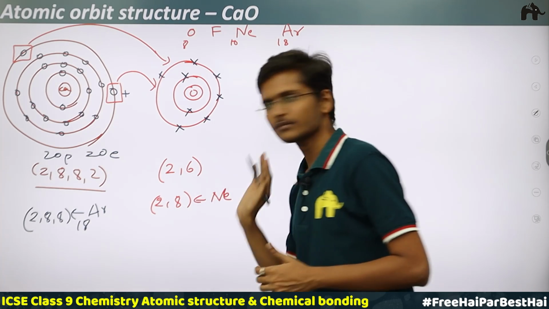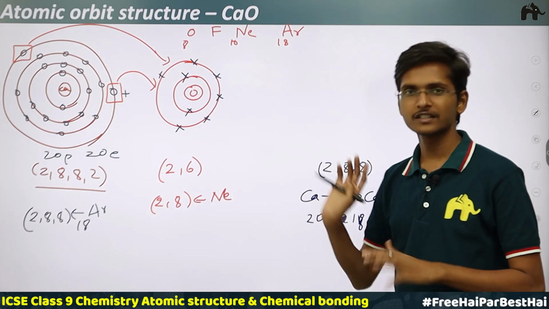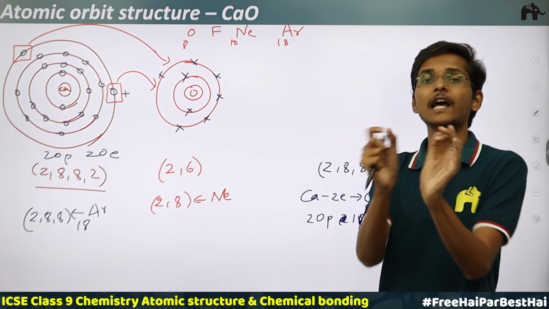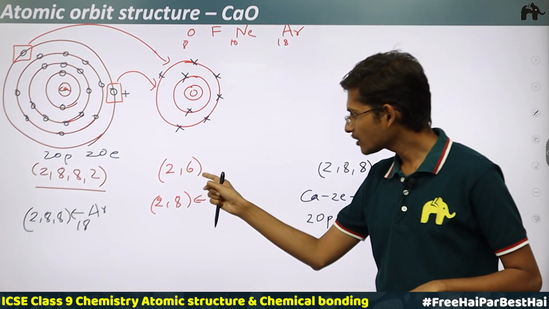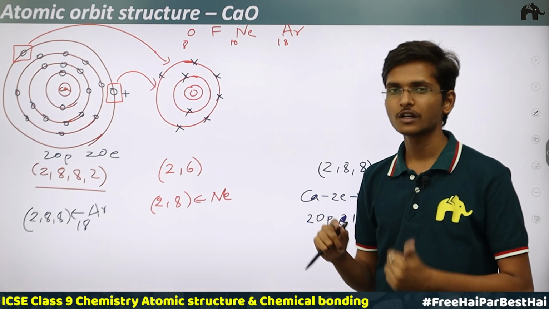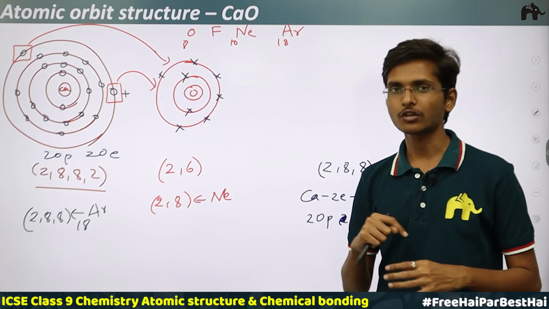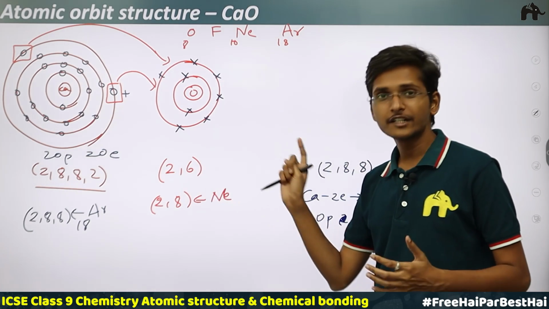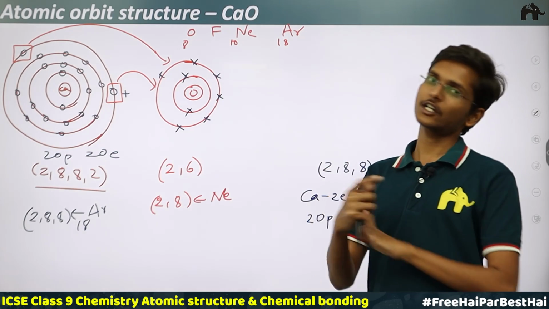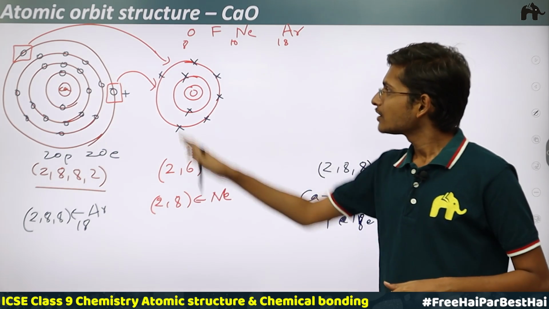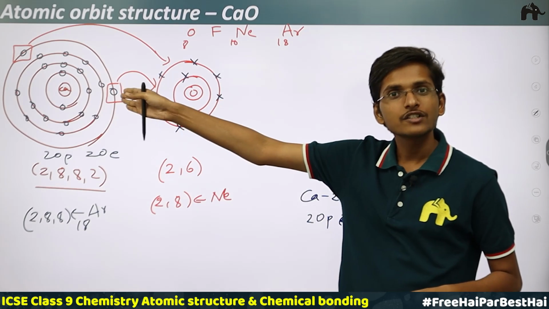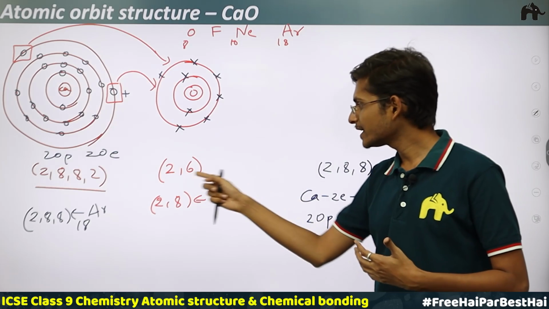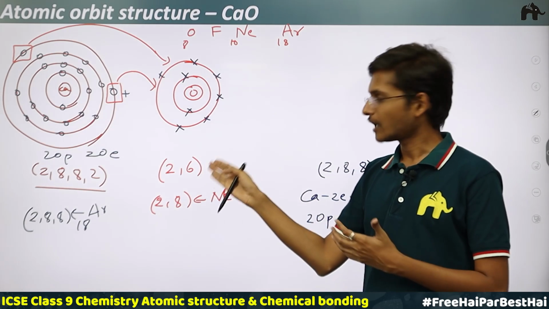Ultimately it is attaining this nearest noble gas configuration. And how is it doing this? By making its outermost shell have 8 electrons. Here its outermost shell has 6 electrons. So for making 8 electrons in its outermost shell, it is just short of 2 electrons, right? So it would gain these 2 electrons, clear? And these 2 electrons are already given up by the calcium atom. So it would readily take up these 2 electrons and make its outermost shell have 8 electrons.